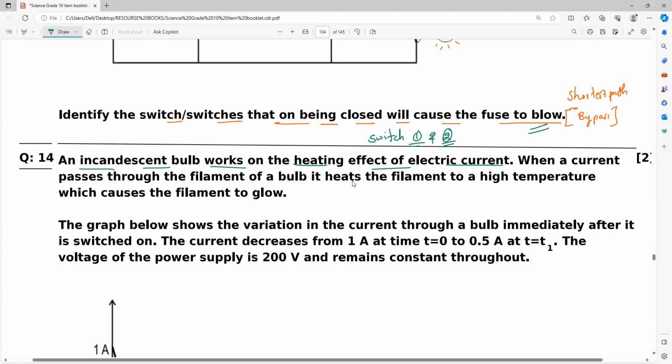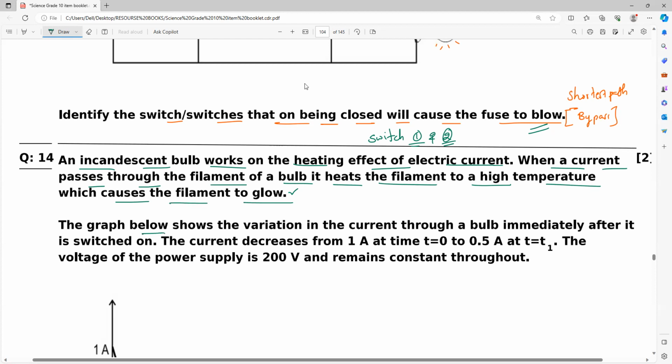Tungsten filament. The bulbs where we are using tungsten as a filament are called incandescent bulbs. Please write: incandescent bulbs work on the heating effect of electric current. When a current passes through the filament of a bulb, it heats the filament to a high temperature, which causes the filament to glow. That is how the light is produced.